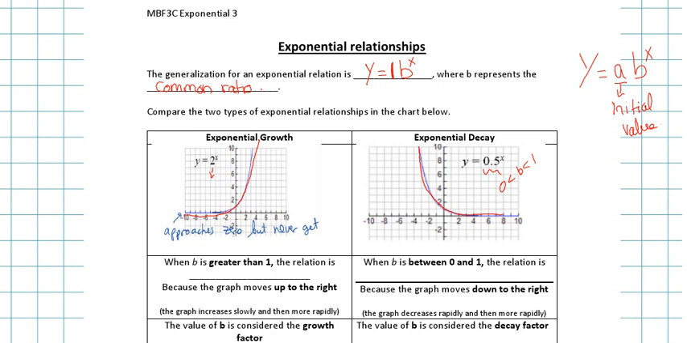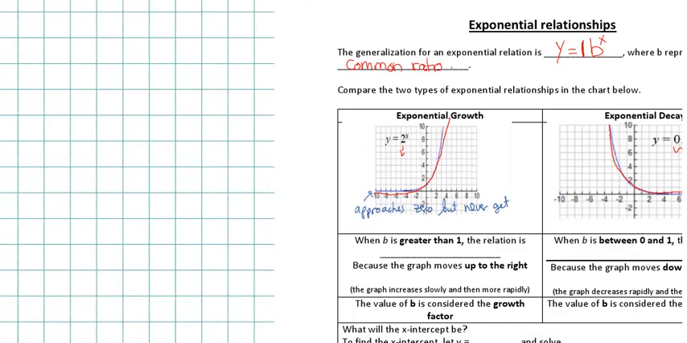If it's just 1, it will never be 1, because what's 1 to the power of 2? 1. 1 to the power of 3, 1. 1 to the power of 4 is 1. So whenever your base is 1, you're going to have a horizontal line. So that's why the base is never equal to 1. Okay? It's either between 0 and 1, or it's greater than 1.